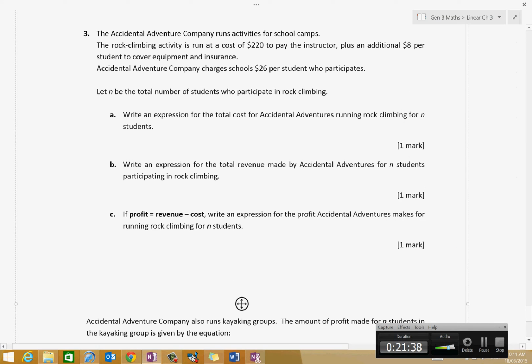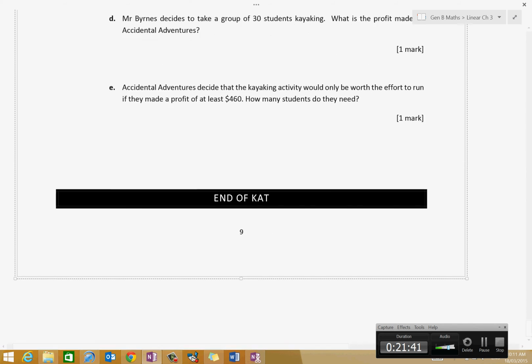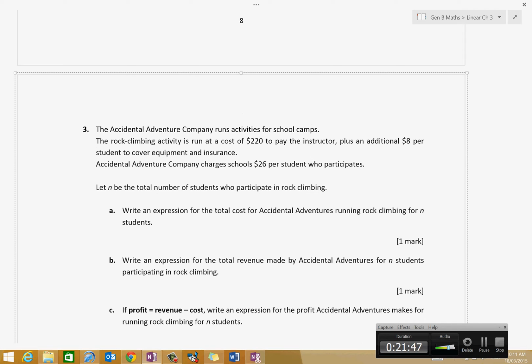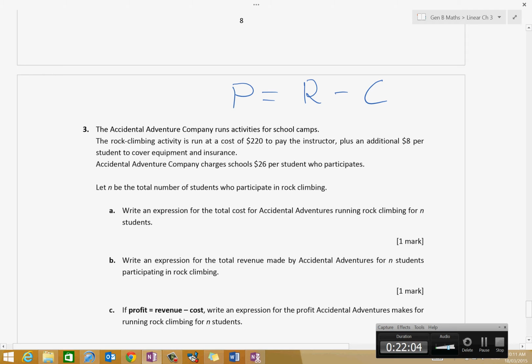Now, we've got this last question, which is involving revenue. I'm going to do this as quickly as I can. But the one concept we really haven't covered is the concept of business, which is that money in minus money out is how much money you make. In other words, profit is equal to your revenue, how much money you're getting in, minus your cost. Now, the rock climbing activity is run at a cost of $220 per day to pay the instructor, plus an additional $8 to cover equipment. So, what we need is to write an expression for the total cost.